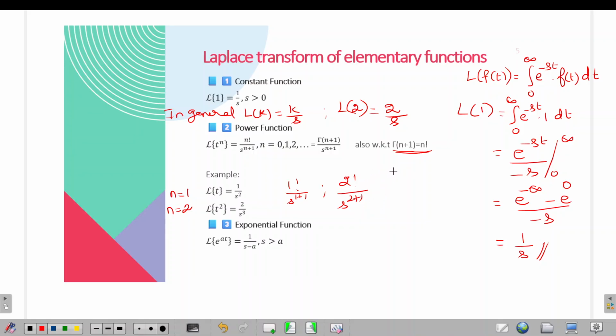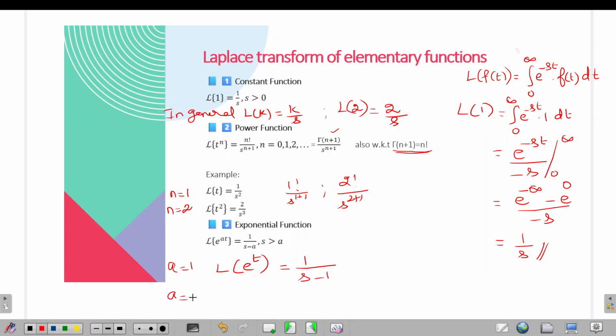Suppose n is a fraction, then I will be using gamma of n plus 1 by s to the power of n plus 1. Later on, we will do problems based on fractions. A Laplace transform of an exponential function e to the power of at is given by 1 by s minus a. For a is equal to 1, we have L of e power t is equal to 1 divided by s minus 1.